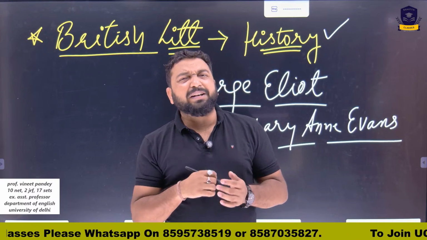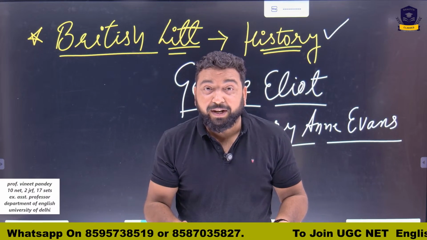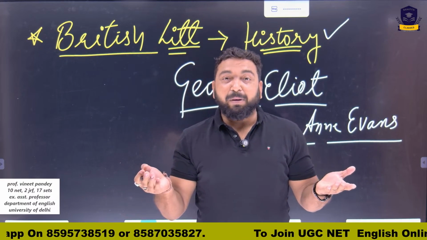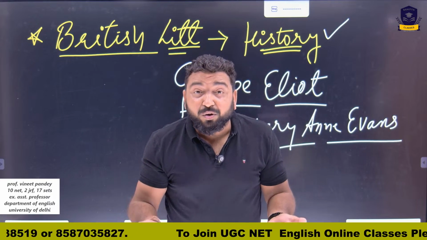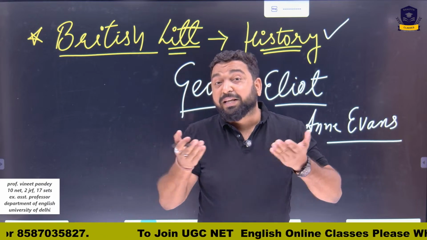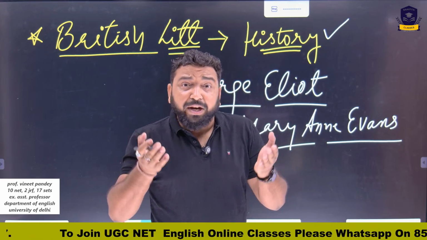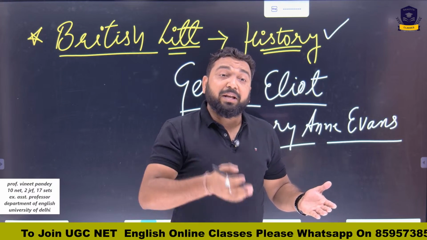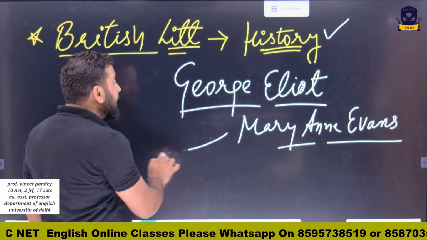You'll say, sir, female writers were not allowed to write at that time. But Elizabeth Barrett Browning was writing. Remember Elizabeth Barrett Browning, wife of Robert Browning? She was writing. Christina Rossetti was writing. Elizabeth Gaskell was writing. Bronte sisters were writing. So female writers were allowed to write. Then if female writers were allowed to write, why did a female writer take a male name?